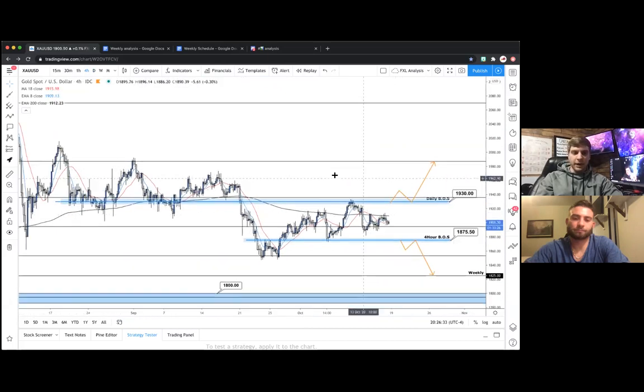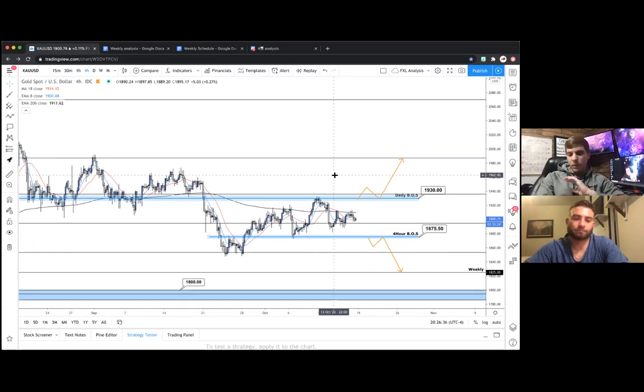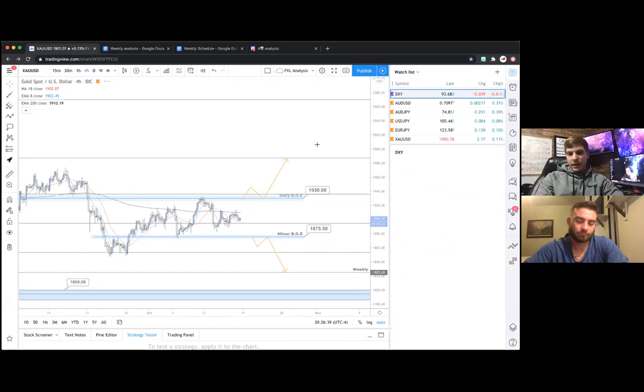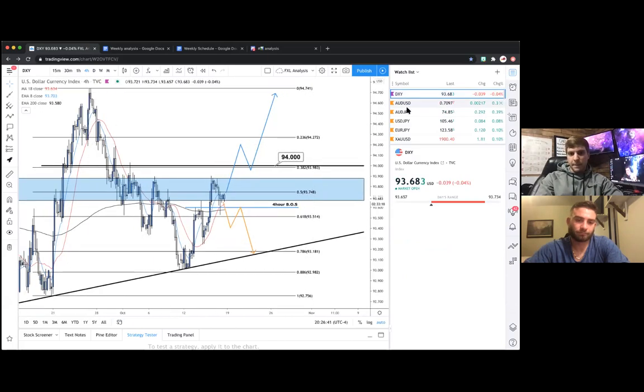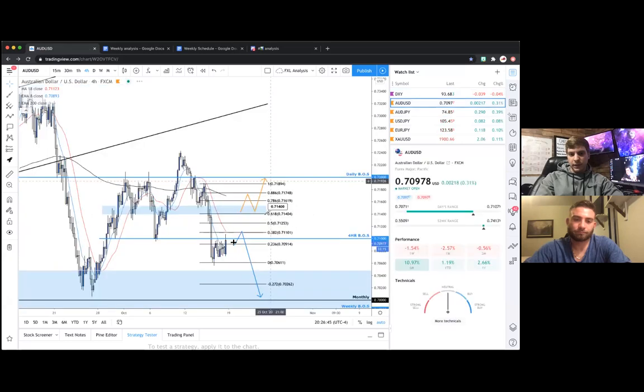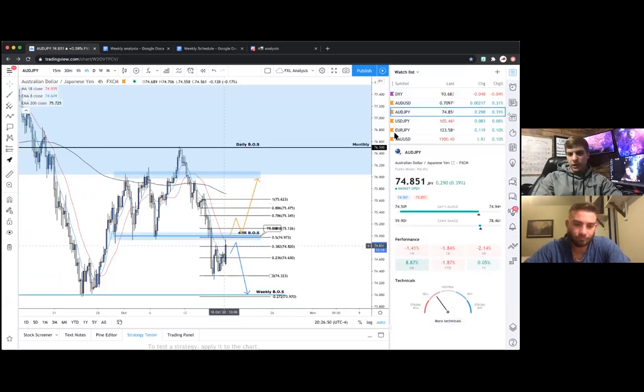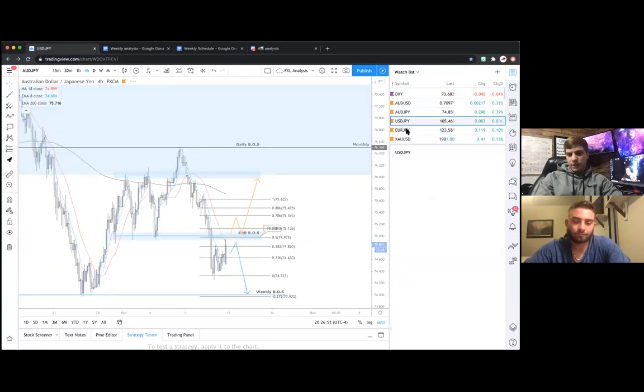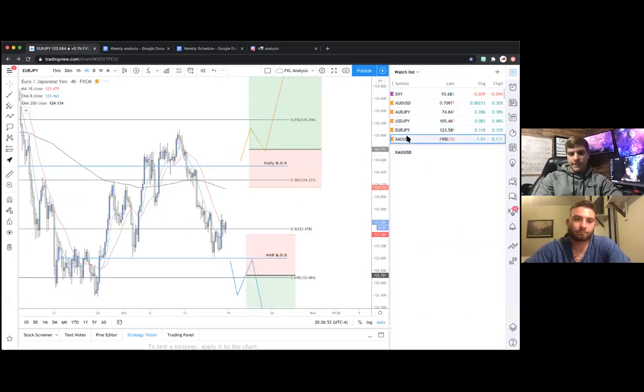You guys will be getting all of that in the Discord, and we'll make you well aware of everything we're looking at. So quick recap for me, guys. I covered DXY, covered AU. Look at that rejection off that level. Look at that holding. AU, AJ, again, rejection there. UJ, EJ, and gold.